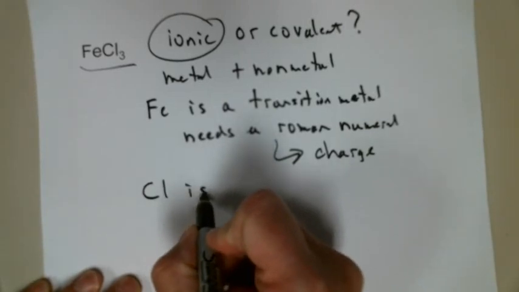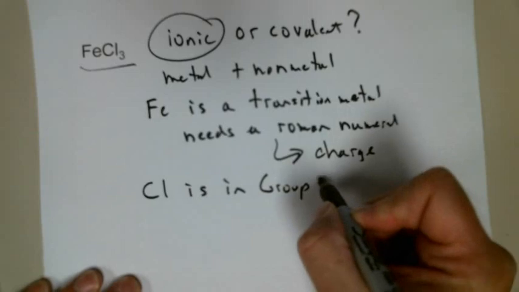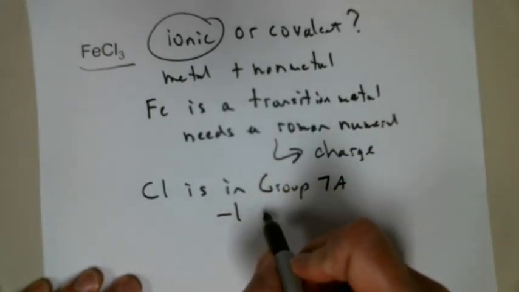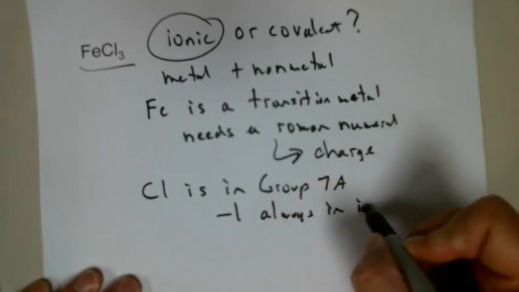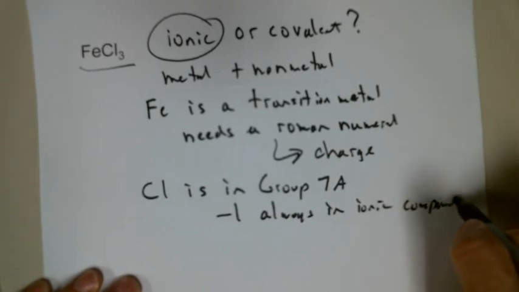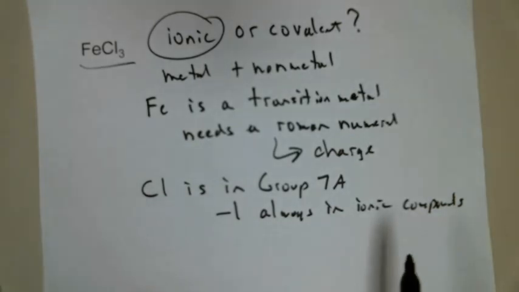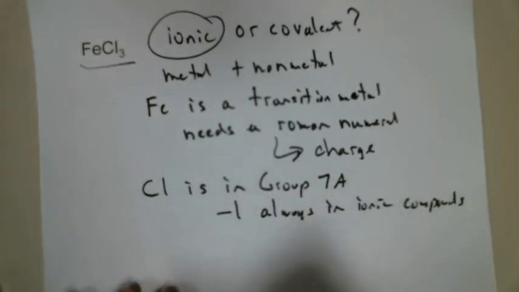The chlorine is in group 7A, and group 7A is always -1 in ionic compounds. Now don't get confused, chlorine can be in covalent compounds too, and then it can do anything under the sun. But if it's an ionic compound, chlorine is always -1 because it's in group 7.